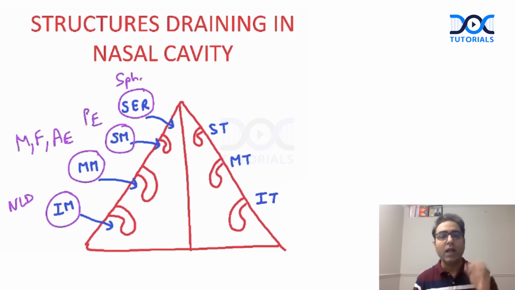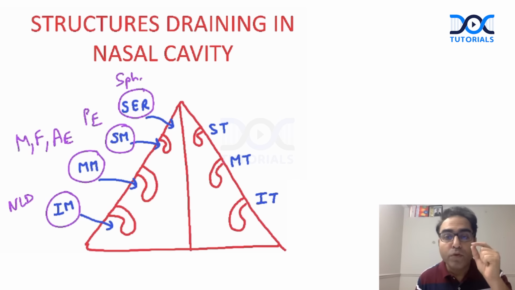Let's revise once again. The nasolacrimal duct drains into the inferior meatus. Maxillary sinus, frontal sinus, and anterior ethmoid air cells drain into the middle meatus. Posterior ethmoid air cells drain into the superior meatus. And sphenoid sinus drains into the sphenoethmoidal recess area.